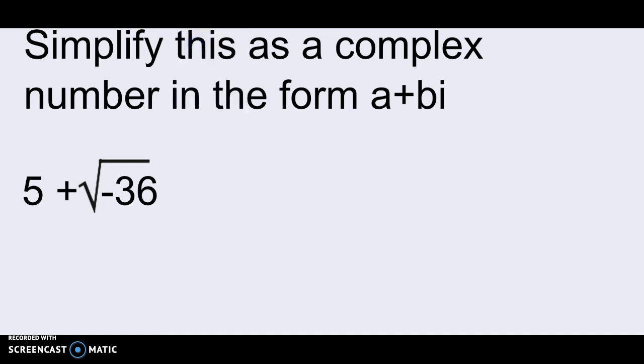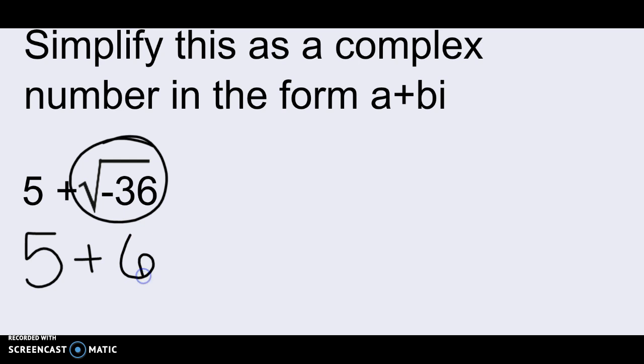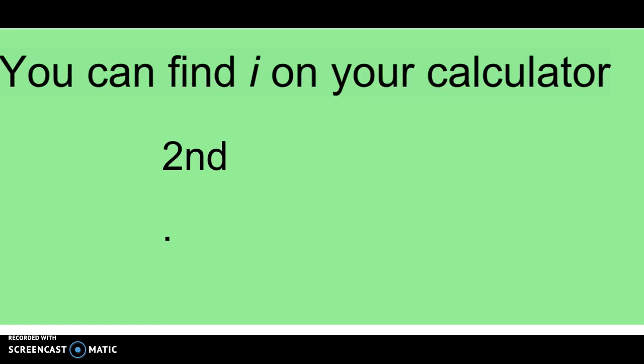So let's go and simplify this out. So we've got 5 comes down, and then you can just put that in, or you can go, well, you know what? The square root of 36 is 6, and because this is a negative underneath, there's my answer. And remember, your real number has to be written first, and then your imaginary number has to be written second. All right, let's try another one. Make sure you can find i on your calculator. It's the second decimal point.